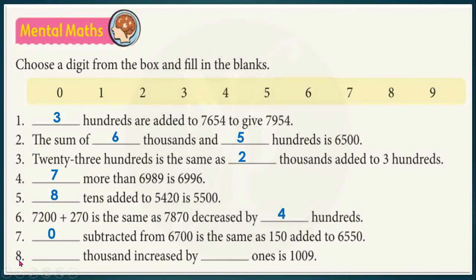Coming to question number 8. Dash thousand increased by dash ones is 1009. So dash thousand increased by dash ones. Here we have 1009. Therefore, 1000 increased by 9 ones is 1009. So you should write 1 and 9 in these blank spaces. This is how you fill these blanks using your mind, not writing on the paper.